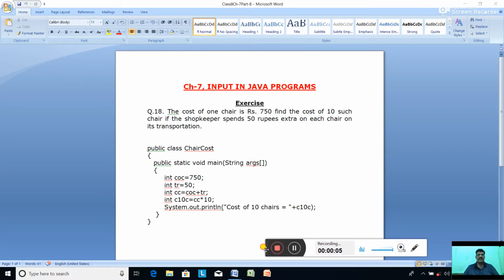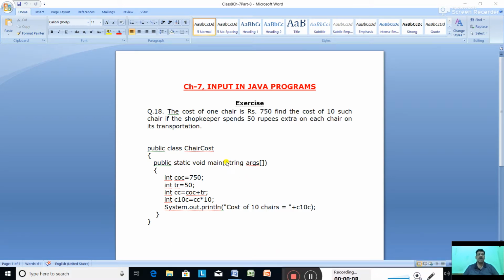Today we are going to discuss the last programming question of chapter 7, question number 18. The cost of one chair is rupees 750. Find the cost of 10 such chairs if the shopkeeper spends 50 rupees extra on each chair on its transportation. So see, in this program there is no input, so an input statement is not required.